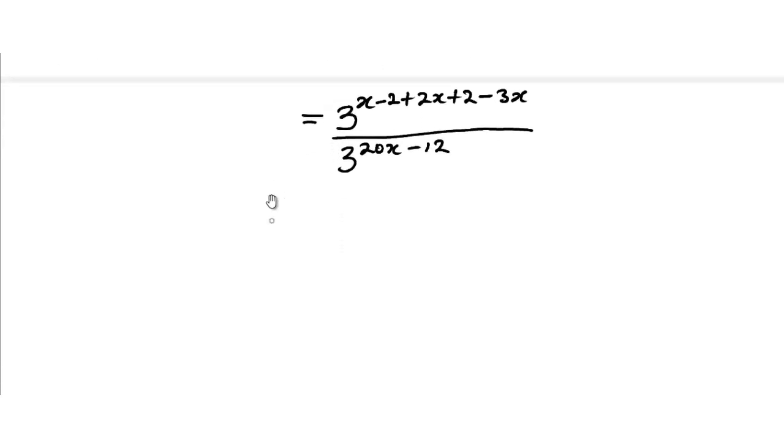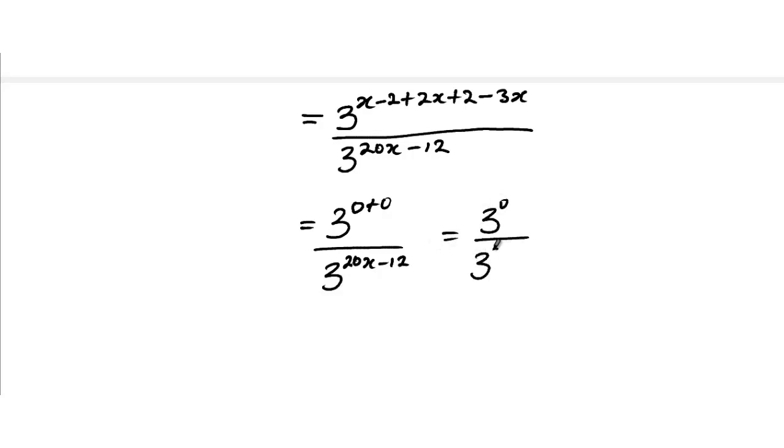So with this, I think we are almost through. Then we now have 3 raised to power. Let's collect like terms of the power. That's x plus 2x, 3x, 3x minus 3x, that is 0. Then we have minus 2 plus 2, that is 0. So 0 plus 0, then everything over 3 raised to power 20x minus 12. So this will return 3 raised to power 0 over 3 raised to power 20x minus 12.